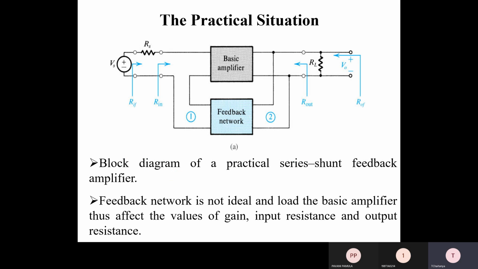And the practical situation is here. VS is the source, R1 is the input resistance, and this is the basic op-amp amplifier. Here is the feedback path, and this one is the RL circuit. Through this we will find the feedback. The feedback is also considered as one more signal passing to the input. This is the block diagram of a practical series shunt feedback amplifier.